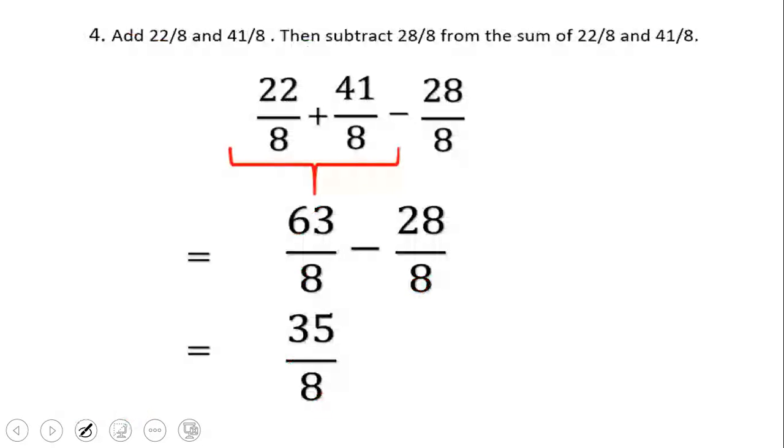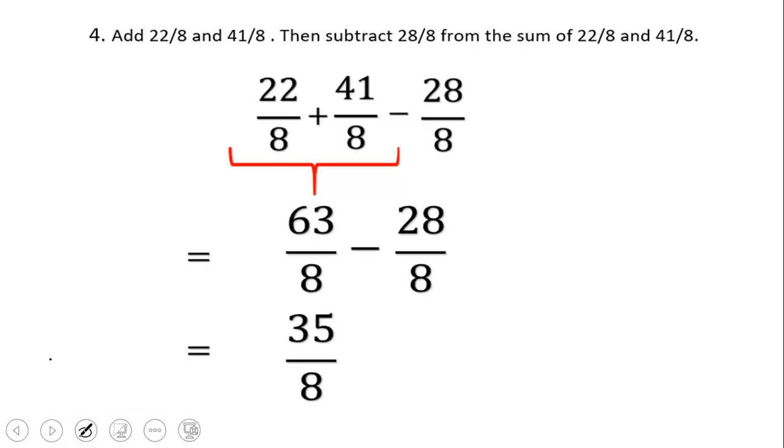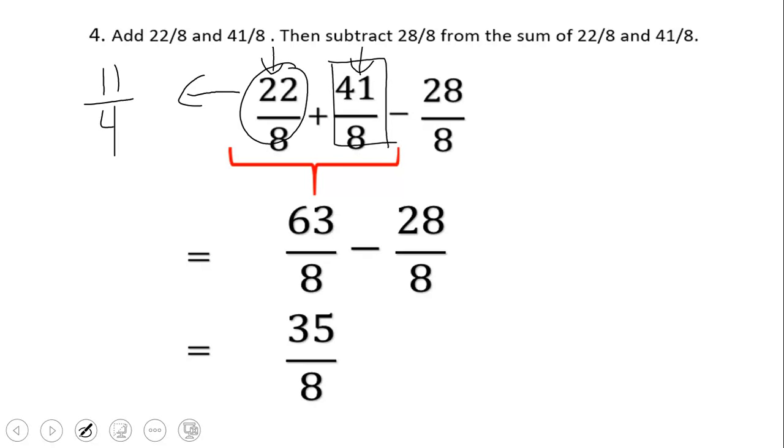So what is the next thing we're going to do? Now we're going to add 22 over 8 and 41 over 8. Then we're going to subtract 28 over 8 from the sum of 22 over 8 and 41 over 8. So let's do that. Notice that we have 22 over 8 and 41 over 8. Let's add them. And remember now, 22 over 8 is an equivalent fraction to 11 over 4. And 41 over 8 didn't change. 28 over 8 is equivalent to the fraction 7 over 2. So don't forget that.